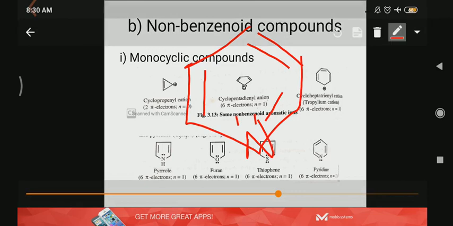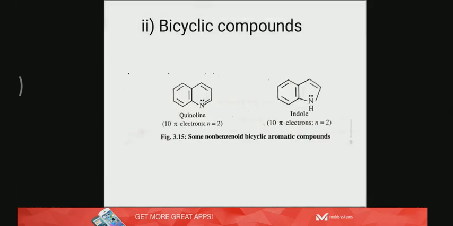Okay, now finally we have bicyclic compounds which are also heteroaromatic. First one is quinoline. It is just like naphthalene. Only difference is there is one nitrogen in place of carbon. Obviously there are 5 pi bonds, so 10 pi electrons, so it is a Hückel number and it satisfies all the conditions. It is aromatic.